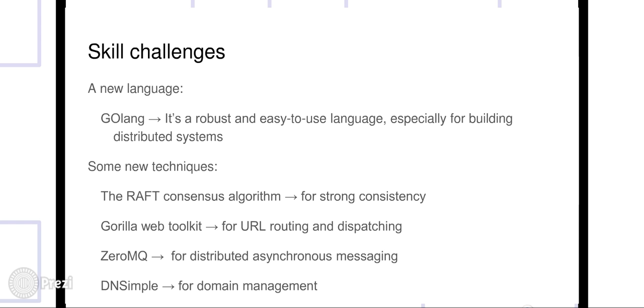Apart from that, there are also quite a few new techniques that we learned during the process. We explored the Raft consensus algorithm and used it to implement strong consistency for our system. The Gorilla Web Toolkit was used for URL routing and dispatching between web pages. We also explored the ZeroMQ library for exchanging messages among the players. Although eventually we settled with using simple WebSocket for that, we still learned a lot during the process. And finally, because we need domain name service for our project, we explored DNSimple and used it for our project domain management.